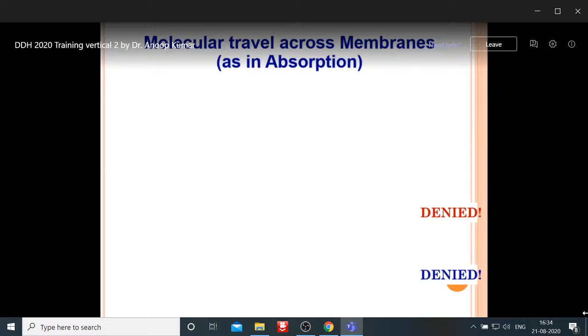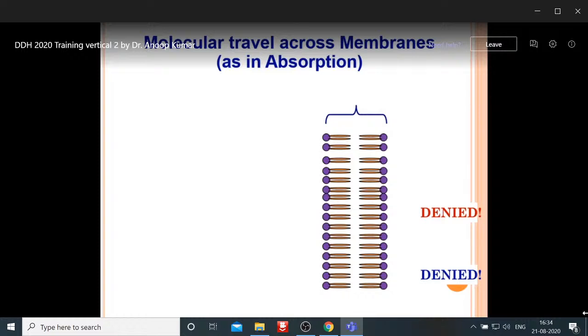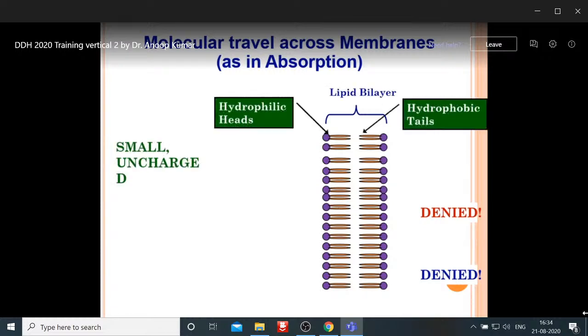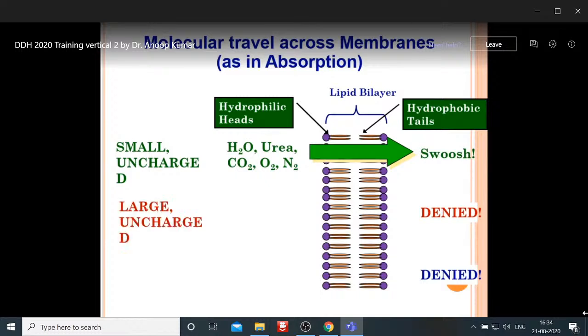calculating the physicochemical characteristics of the molecules, you will get a sense of which process the molecule is going to use to cross the cell membrane. This is a cell membrane, and as I told, there are hydrophilic ends and hydrophobic ends. Suppose your molecule is small, meaning molecular weight is less than 500 dalton, and uncharged. That type of molecule will easily cross the cell membrane through passive diffusion, like water, urea, carbon dioxide, oxygen, nitrogen. But if your molecule is large, though uncharged, like glucose or sucrose, it will not cross the cell membrane through passive diffusion.